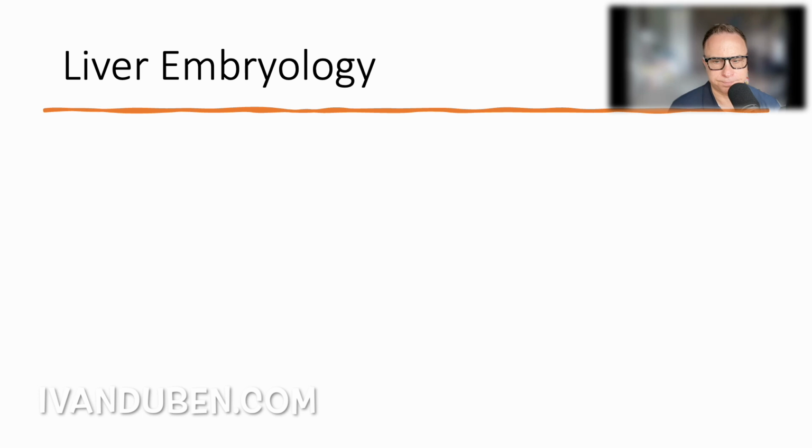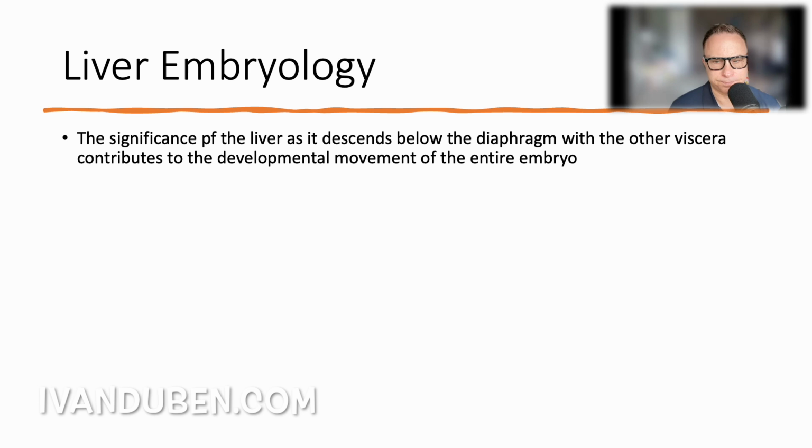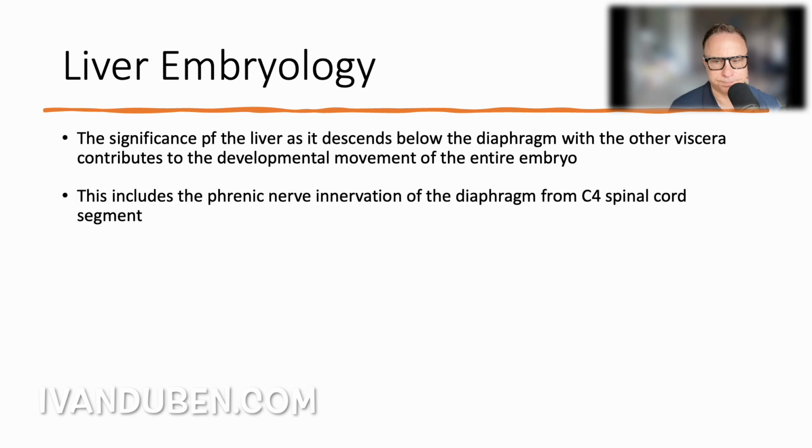Just a bit about liver embryology. The significance of the liver as it descends below the diaphragm with the other viscera contributes to the developmental movement of the entire embryo. This includes the phrenic nerve innervation of the diaphragm from the C4 spinal cord segment. The embryonic liver initiates the descent of viscera as it grows.